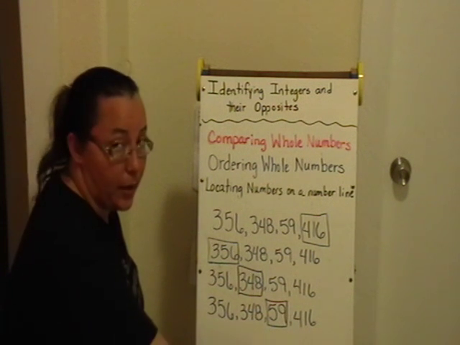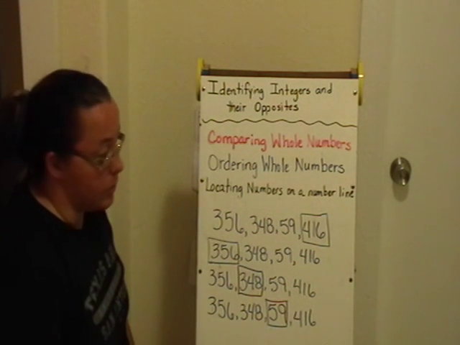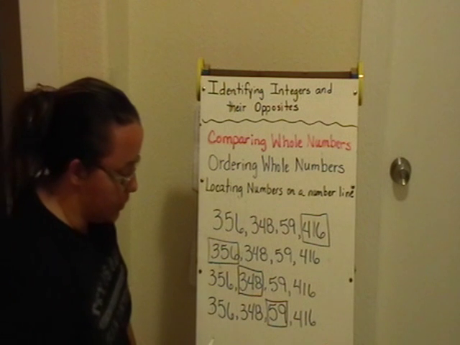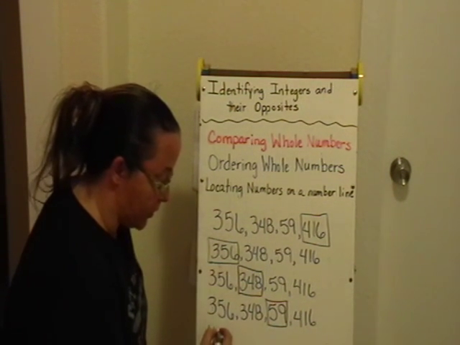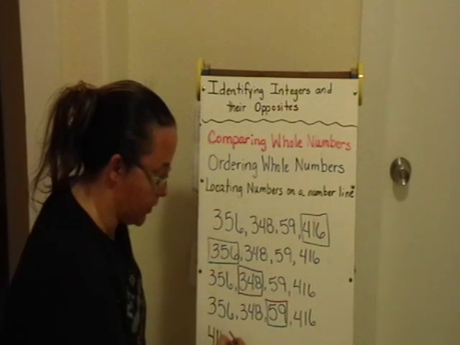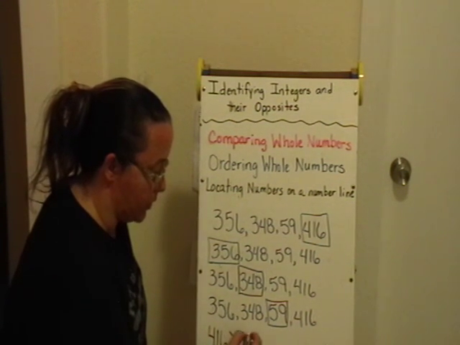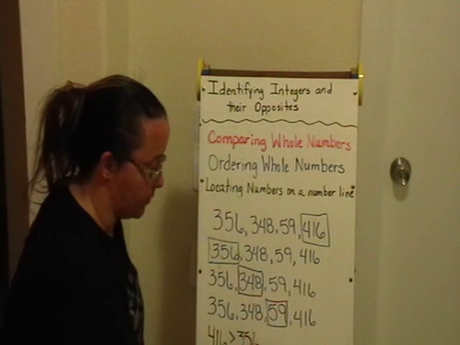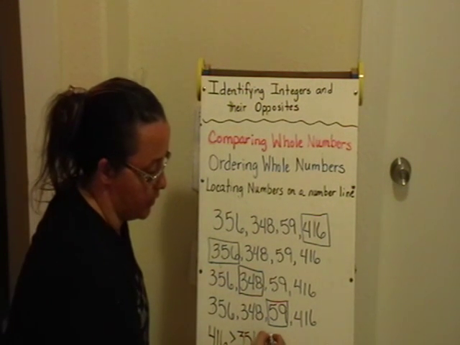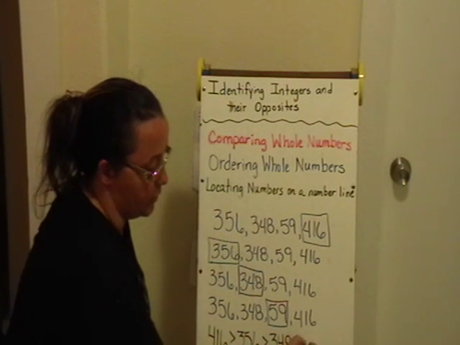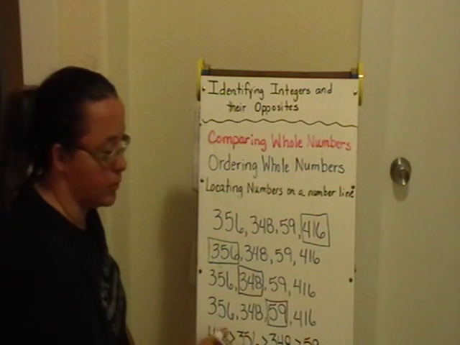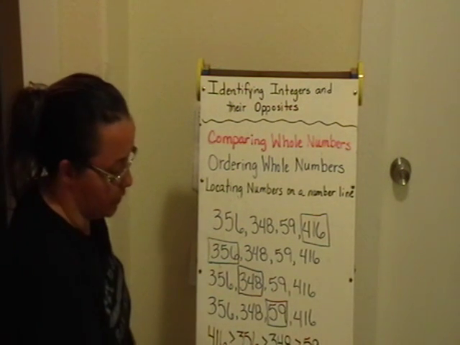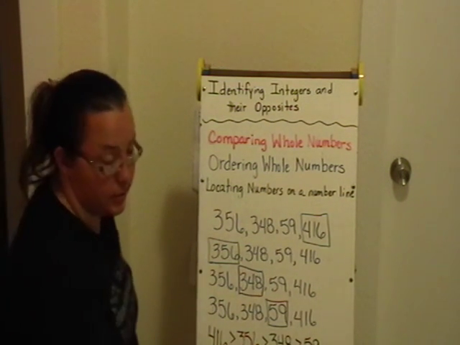So what we're going to do now is we're going to order these numbers, greatest to least. So in order to do that, we're going to have 416 is greater than 356, which is greater than 348, which is greater than 59. So we see that we go from the largest number to the smallest number, ordering them from greatest to least.